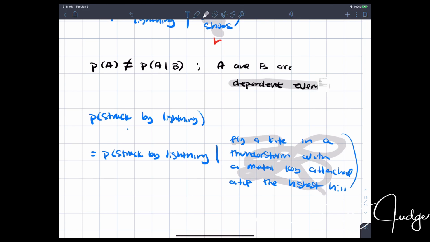What do you guys think? Do you want to go out there and fly a kite in a thunderstorm with a metal key attached, at the top of a hill? What do you guys think? Do you want to do that? I would say that's not a very good idea.